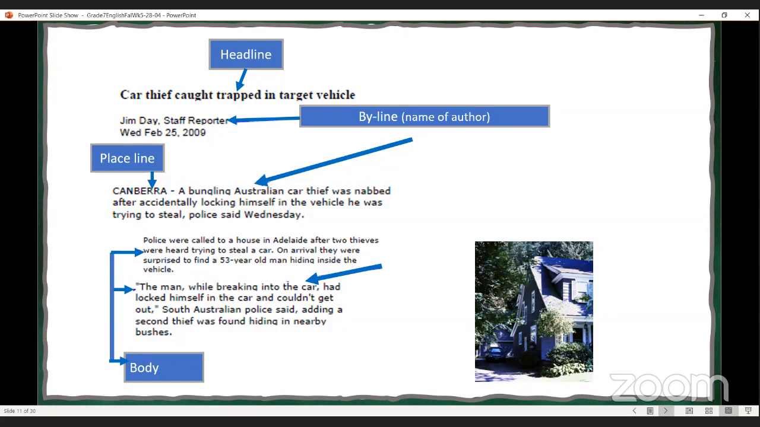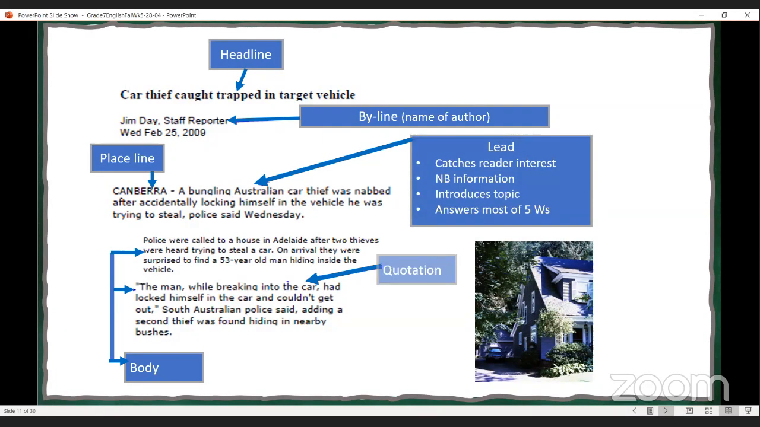Okay, so what comes next? We've got our headline, our byline, our placeline, all important parts of information. So now we're going somewhere. Yes, excellent job, grade 7s. Oh, I went a bit too fast ahead of the game. So we have got our lead. You were all right with that one. Our lead catches the reader's interest. It has important information. It introduces the topic. And it answers most of the 5 W's.